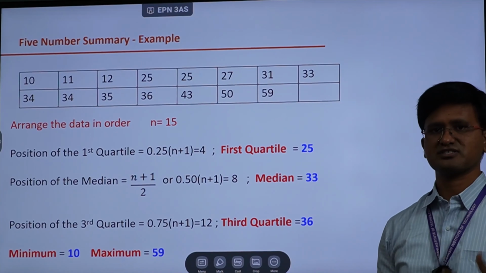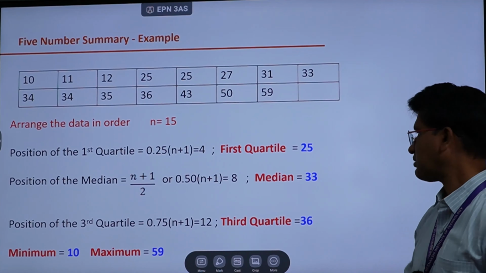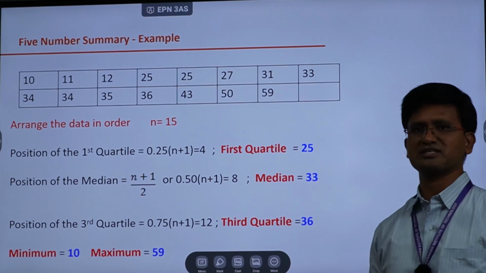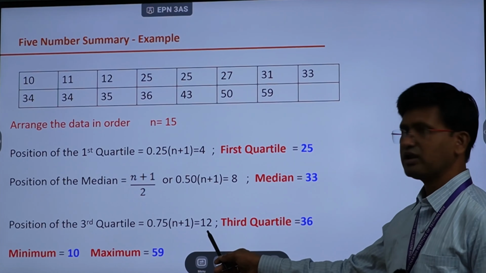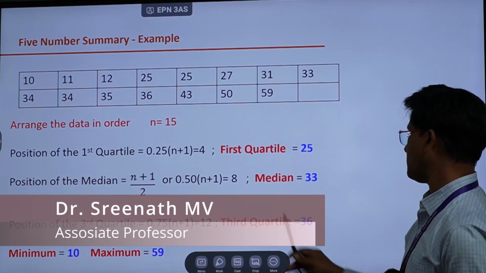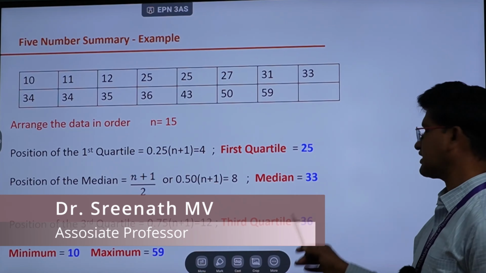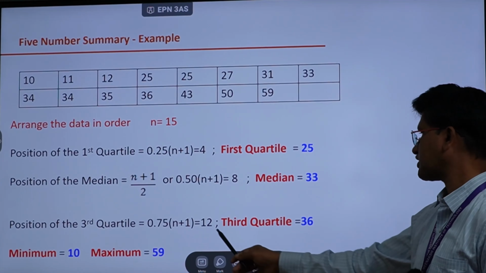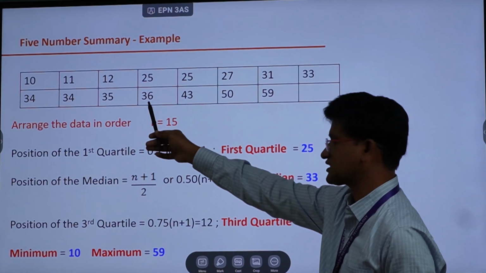The next step is we are supposed to calculate Q3. The formula is 0.75 times (n + 1), and that gives the position of your Q3, the third quartile, which is 12. So in the 12th position, the number is 36. So 36 is the data point present in the 12th position. You can see here 36 is here.